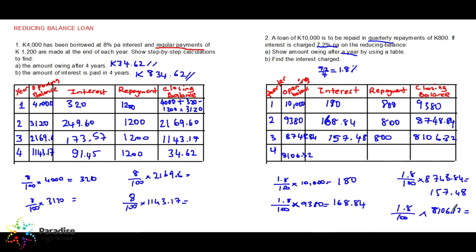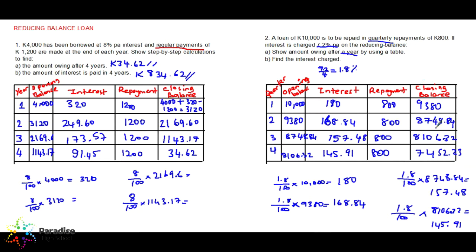8,106.32. Then what is the interest that you are going to pay for that? 8,106.32 times 1.8 divided by 100, it's equal to 145.91. So 145.91, and 800 is the repayment. So let's calculate 8,106.32 plus 145.91 minus 800. So that makes 7,452.23.